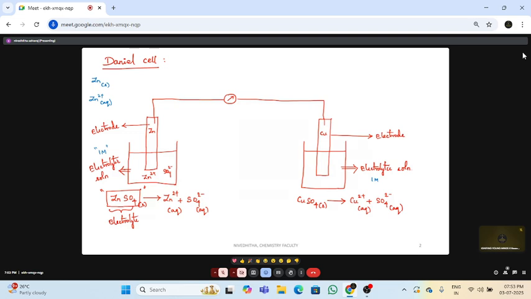Okay, fine. So actually, what is happening in the left half of the cell is a zinc, which is present here on the rod. See here, the chemical reaction is happening in this region, where the solution and the electrode are in contact. Only here the chemical reaction is happening. Actually, what is happening here is the zinc, which is present on the rod, is getting oxidized. What is meant by oxidation?